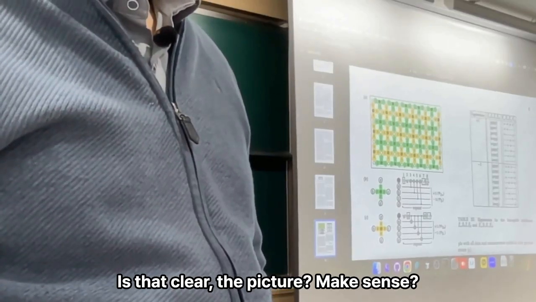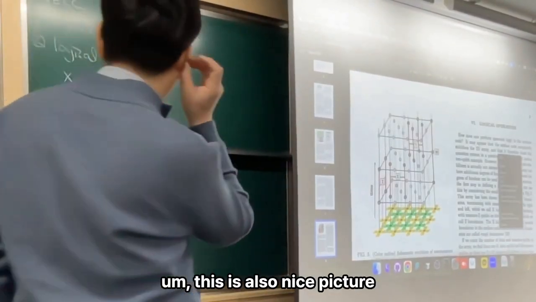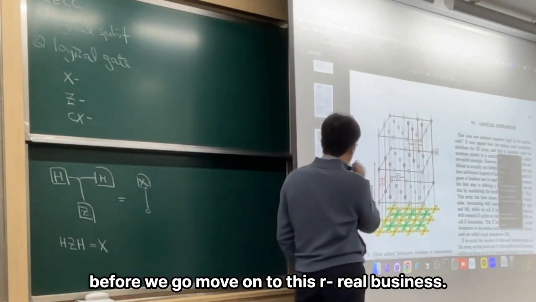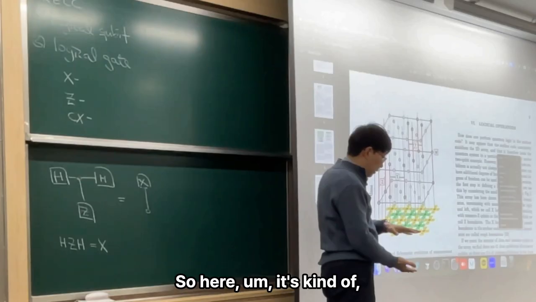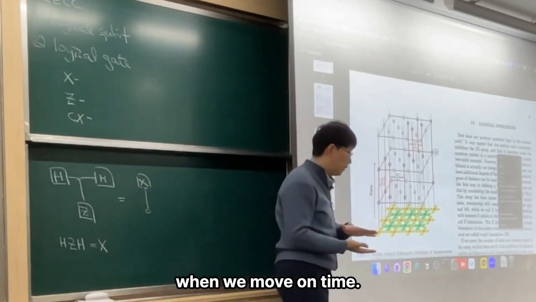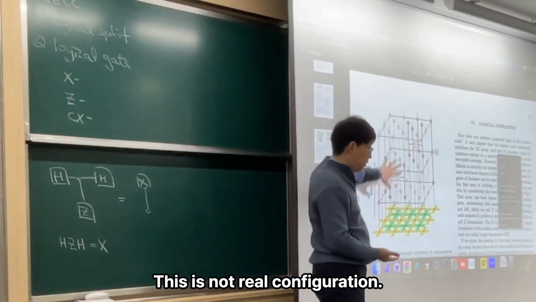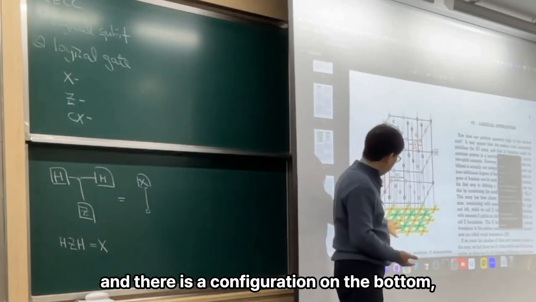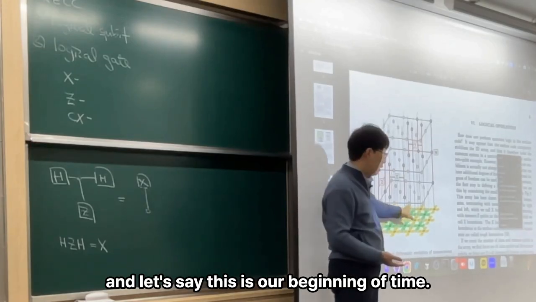All right, so let's look at more pictures here. It's also a nice picture, so I want to introduce it before we move on to the real business. Here is a visualization of what is going on as we move in time. Here, the vertical line is time. This is not a real configuration, it's just an imaginary timeline. And there is a configuration on the bottom. And let's say this is our beginning of time.